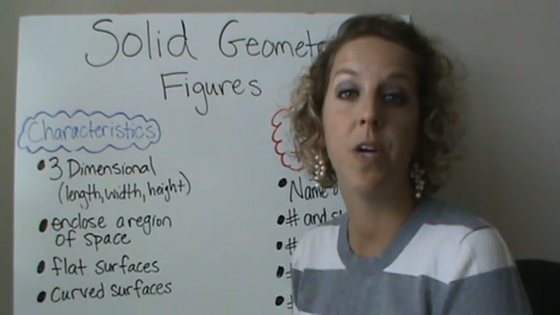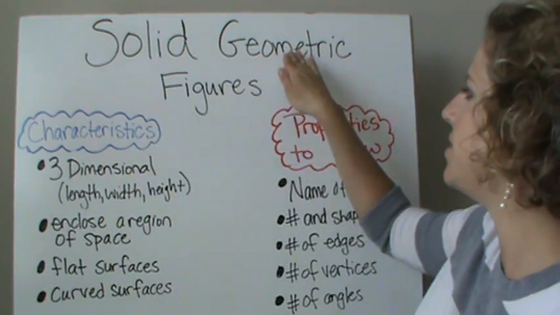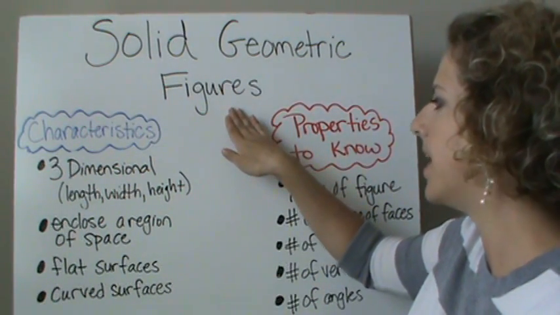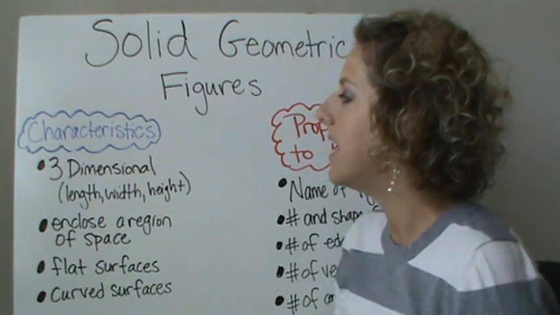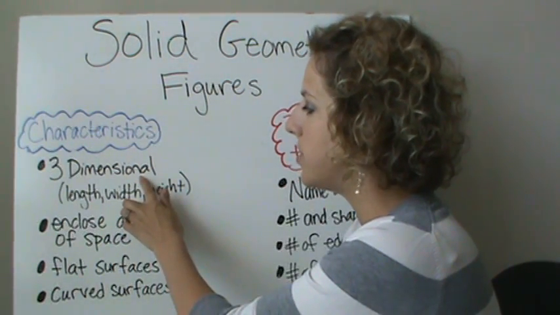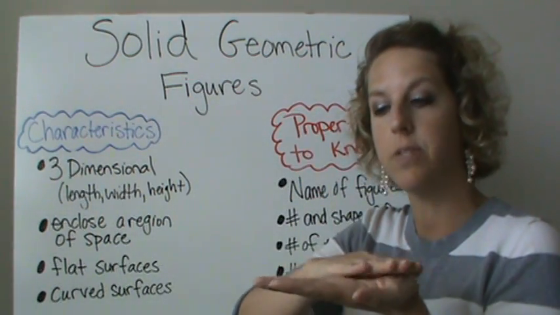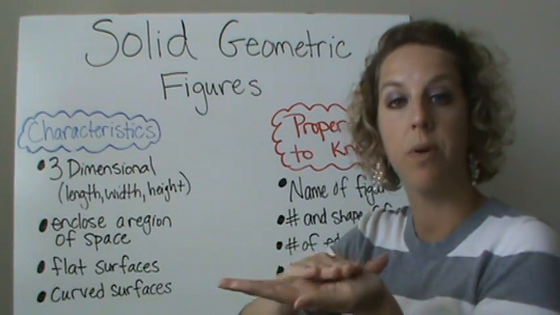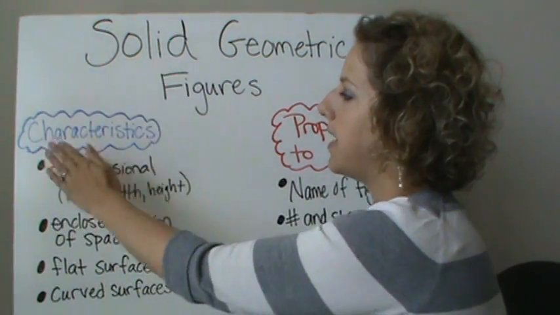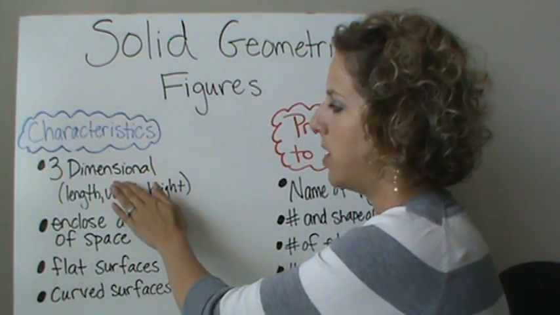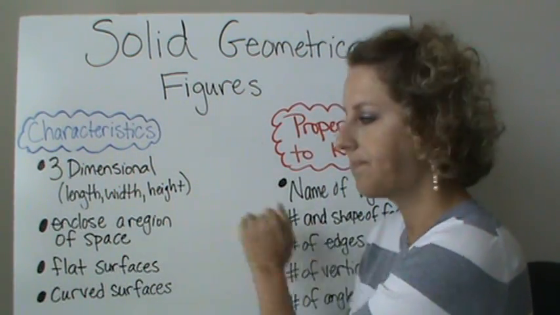In this lesson, you will learn the characteristics and the properties of solid geometric figures. In order for a figure to be a solid shape, it has to be three-dimensional, 3D. It has to pop up, as opposed to the plane figures, which were flat and two-dimensional. Solid figures have to be three-dimensional. You can measure their length, width, and height.